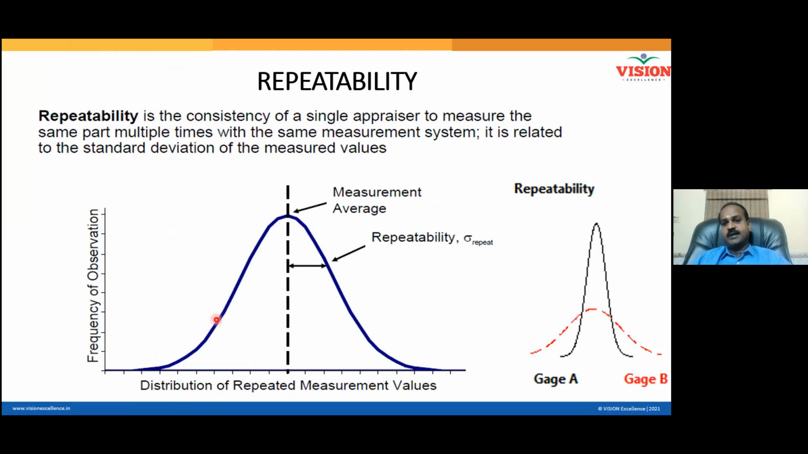Right. Now I want one of you to read the definition of repeatability and then I will explain. Come on, one of you please read it out.